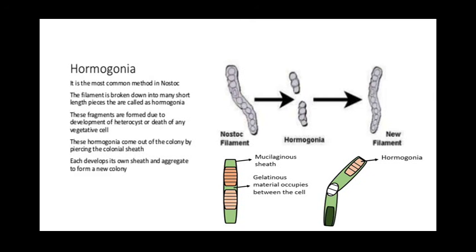The Nostoc filaments within the colony may break up into small segments known as hormogonia, as I have already told you, and they can come from the region of a heterocyst or from a dead cell. The fragmentation can occur either because a vegetative cell in between becomes dead, or a heterocyst also can be a reason for fragmentation.